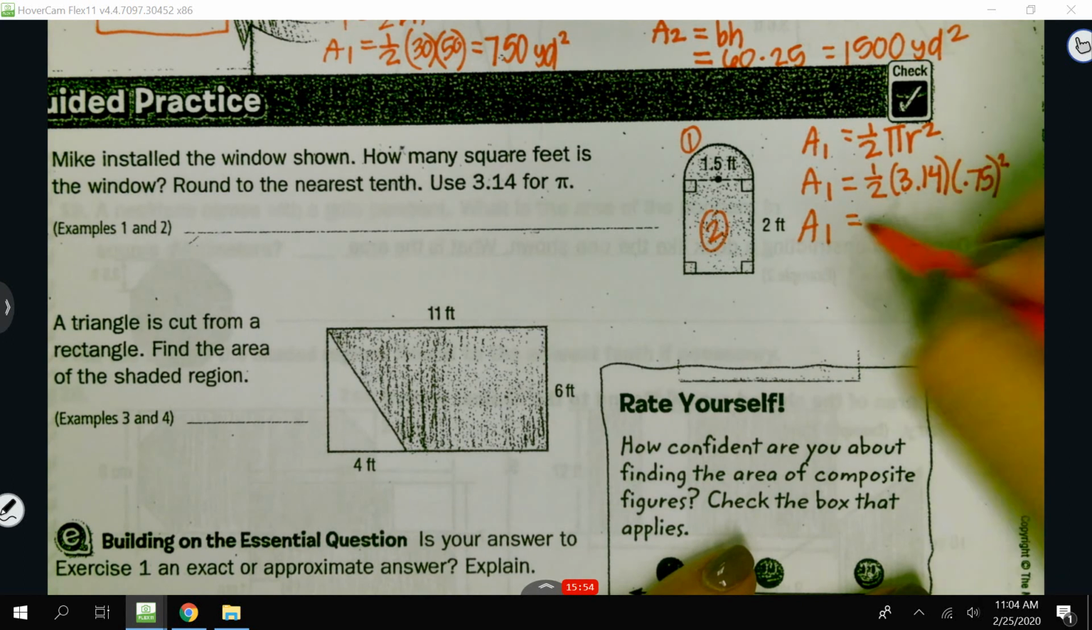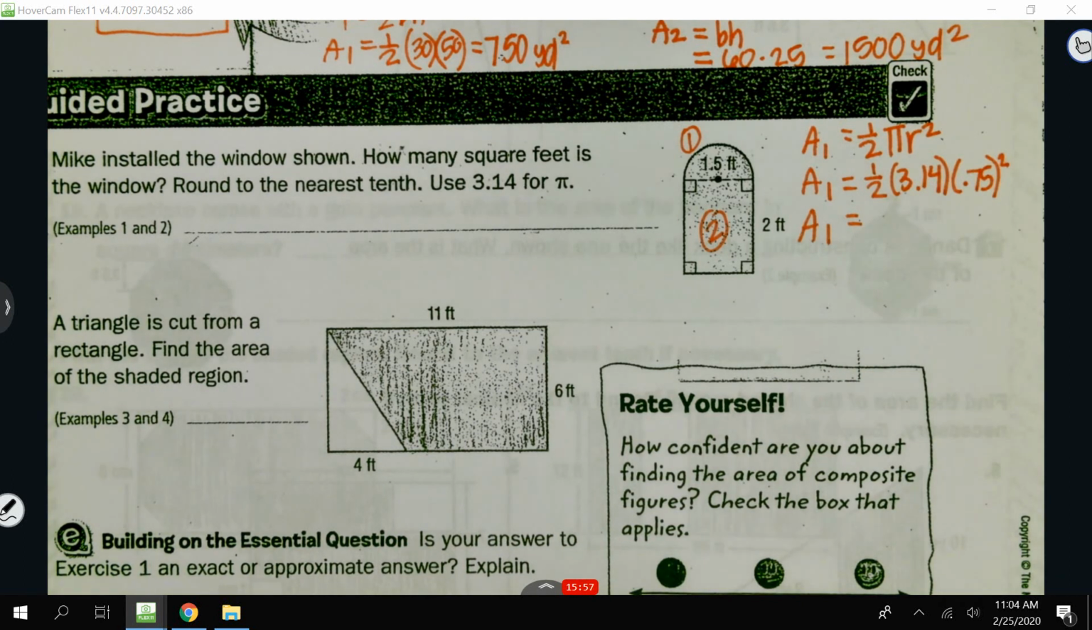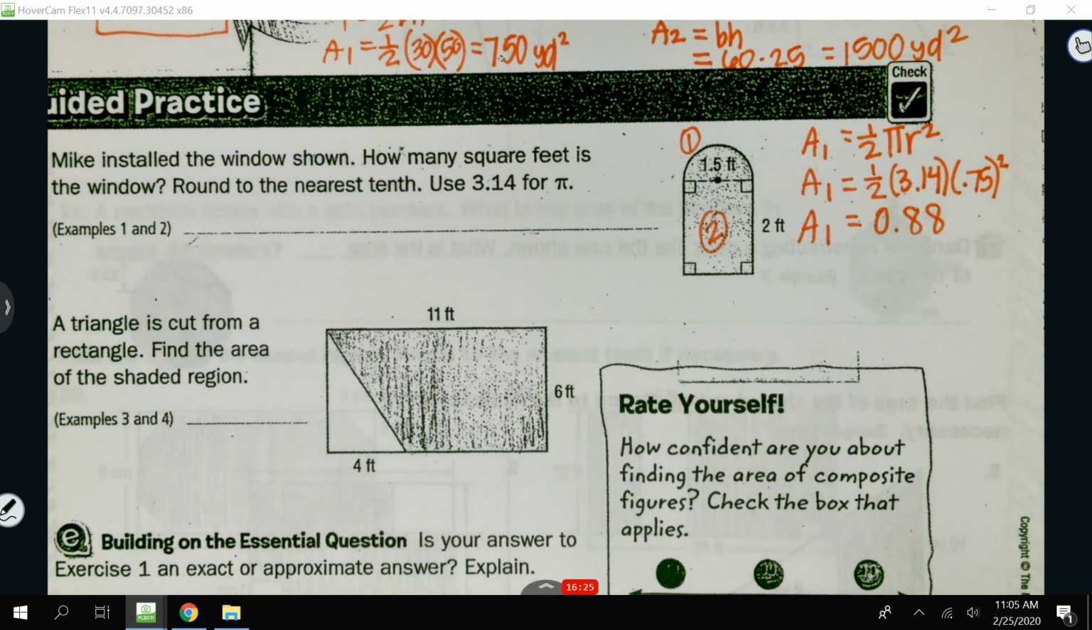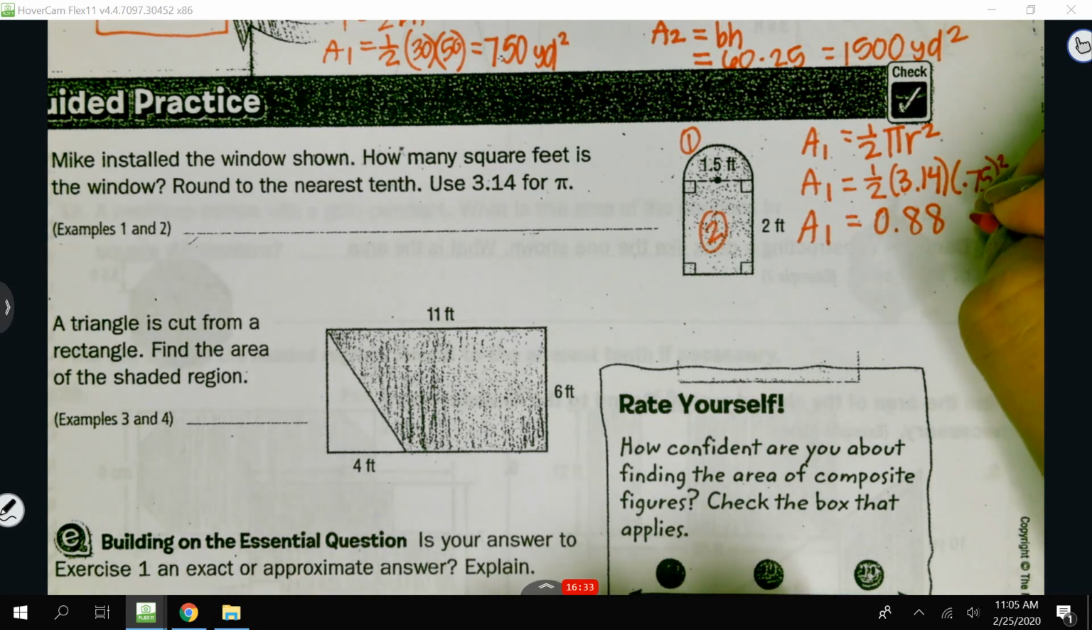So what does that area give me? Yeah, the whole thing. I don't know why y'all keep telling me that. Every other class has told me that too. But it should be 0.88. That's what I got. 0.88? Yeah, that's what it should be. You might not be squaring your 0.75 correctly. Alright, so that is 0.88 square feet.